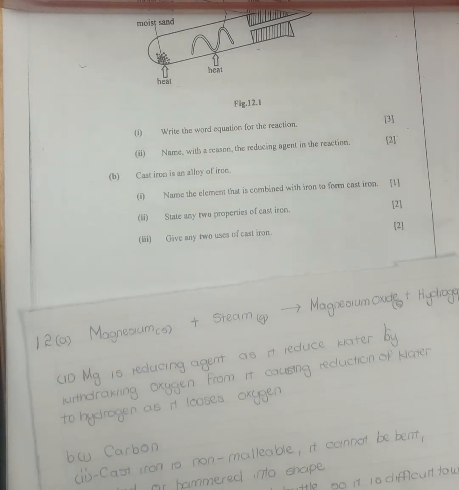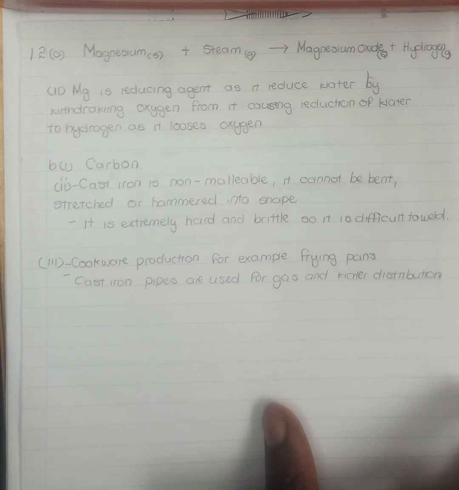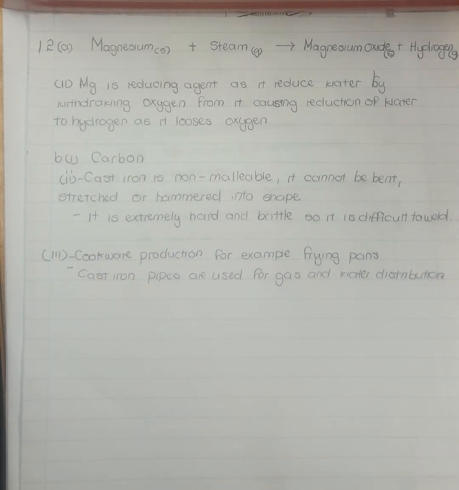And then two uses of cast iron. It is used in the production of cookware, like frying pans. It is also used to manufacture cast iron pipes, which are used for gas and water distribution.